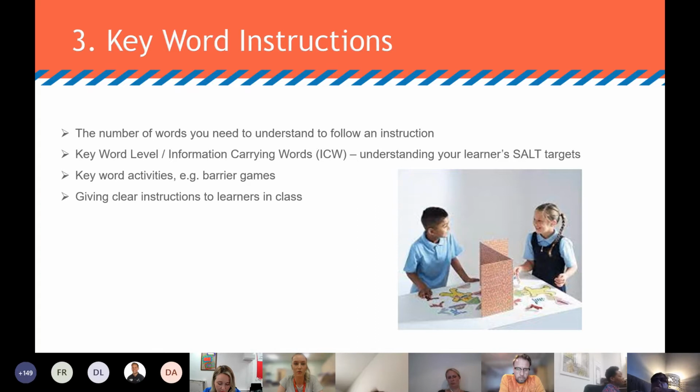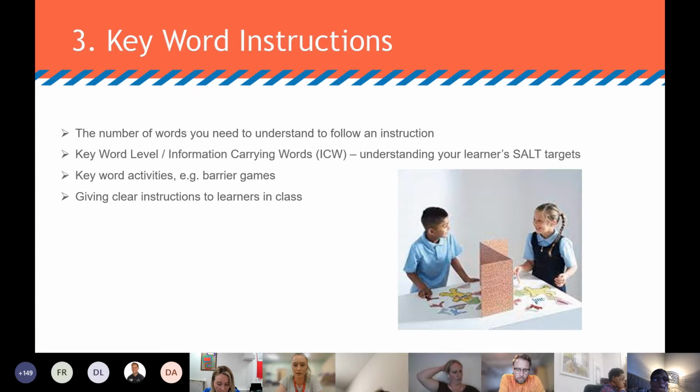So the third session would be on keyword instructions. In short, keyword instructions refers to the number of words you need to understand to follow an instruction. For those of you who have children in your class who have a My Plan, or learners who have a speech and language My Plan with targets, you might see keyword level or information carrying words named on there. And I think this can be quite a confusing term.